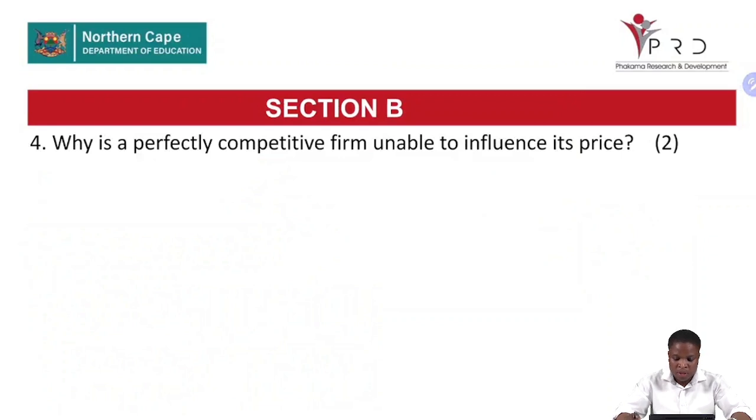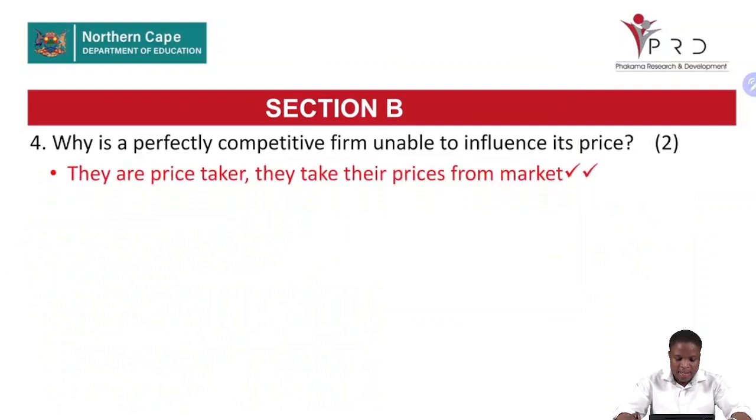Alright, let's look at the possible answer. If you just wrote "price taker," then that's not correct. It must be explained. They are price takers, they take their prices from the market. That is a full sentence. The reason a perfect market cannot influence prices is because they take their prices from the market as it is.